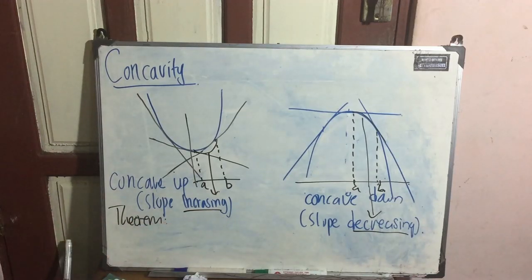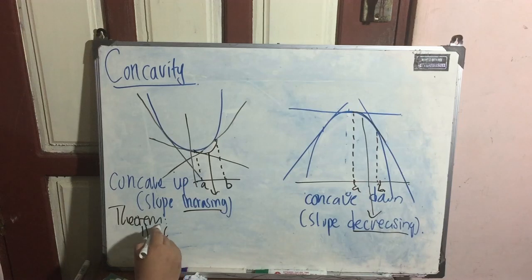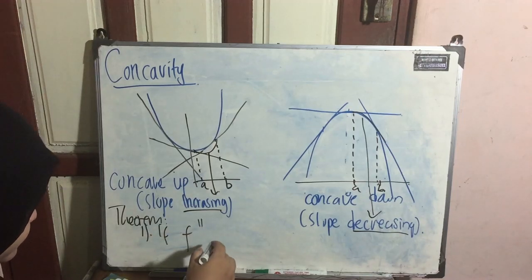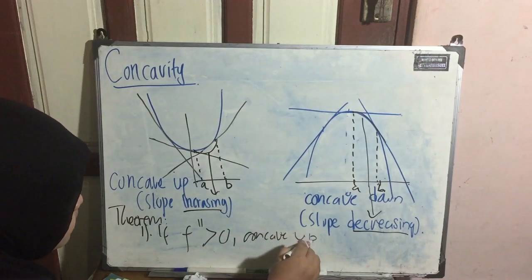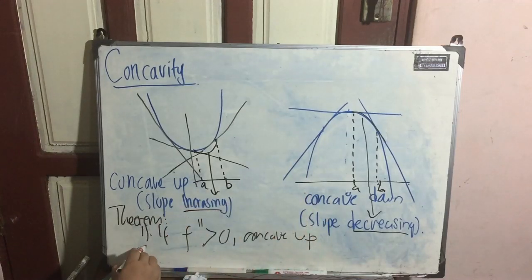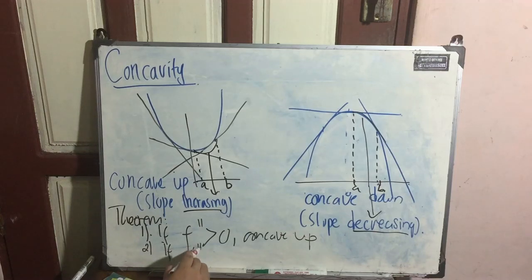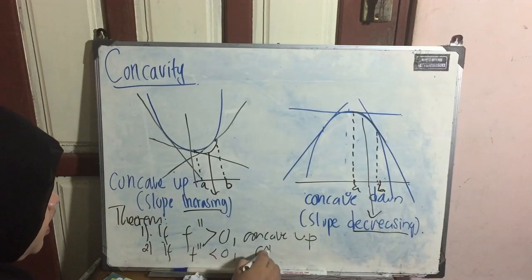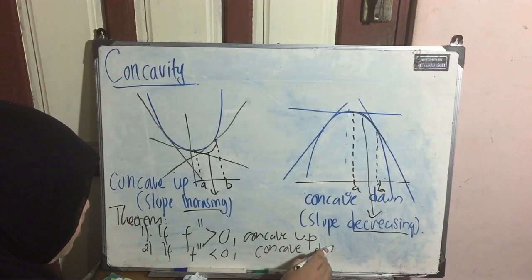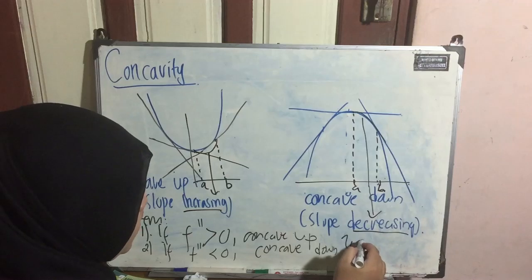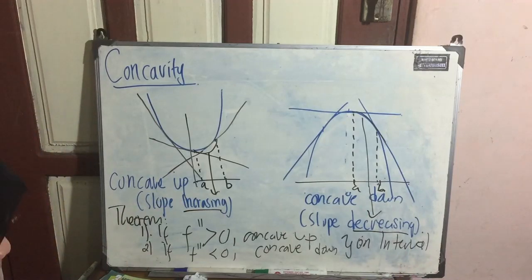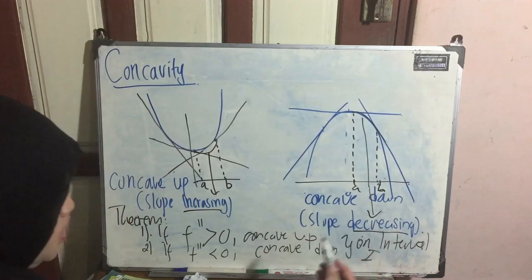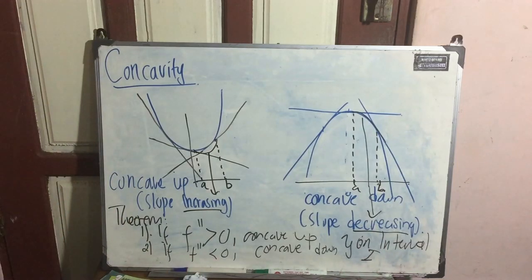Okay, so the theorem: number one, if the second derivative is more than 0, that means concave up. Number two, if the second derivative is less than 0, that means concave down. But you must remember, this holds on an interval I. Okay, I think you understand what I'm explaining. I will give you an example right now.